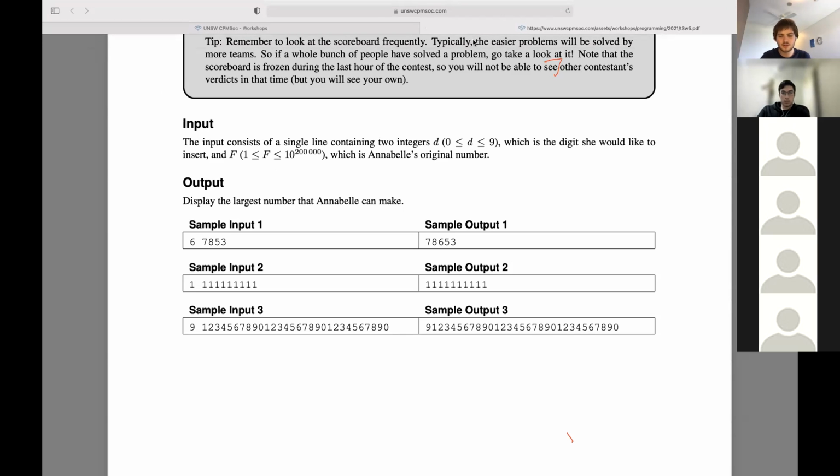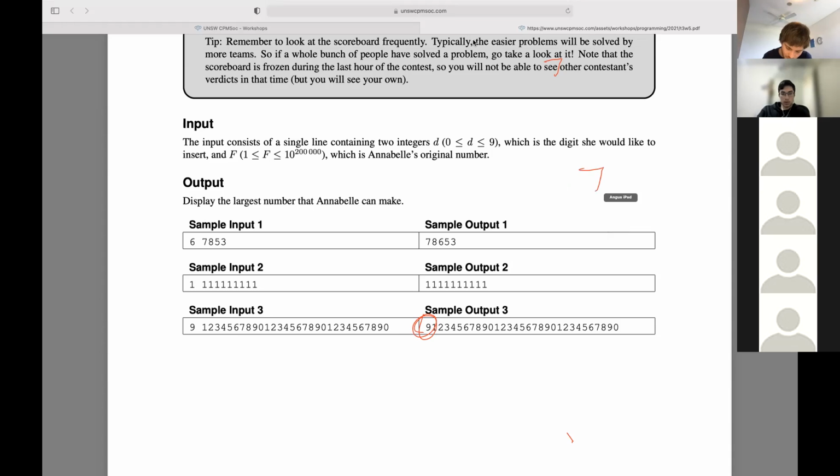So I think you want to make the number as big as possible, and from there, you just want to insert it in the place that will do that. So if it's a 9, you want to insert it at the start. What about if it's an 8? Well, you never want to put an 8 before a 9. If the number starts with a 9, you don't want to put an 8 before it, because then you'll be making the number smaller.